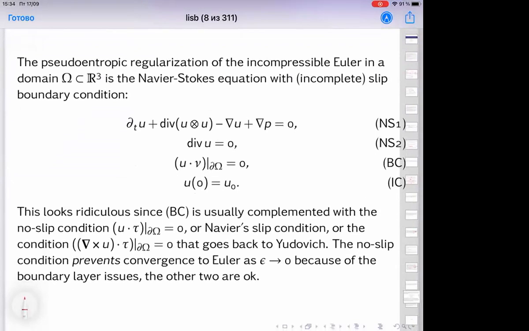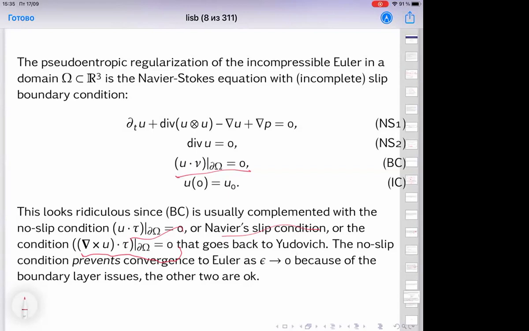So if you do incompressible Euler in a domain, what you get, it's funny, is Navier-Stokes with a slip, right? So the normal component of the velocity is zero, but this is ridiculous, right? Because this is incomplete: you don't know anything about the tangential component. Normally in fluid dynamics, you should complement either by no slip or by the so-called Navier slip, or this Yudovich condition. Well, this is not Yudovich, but it looks similar to what Yudovich did. Also, there are some recent papers about this boundary condition for Navier-Stokes.